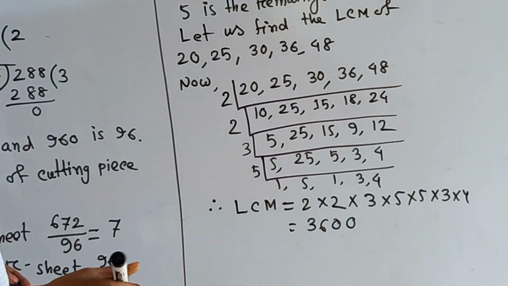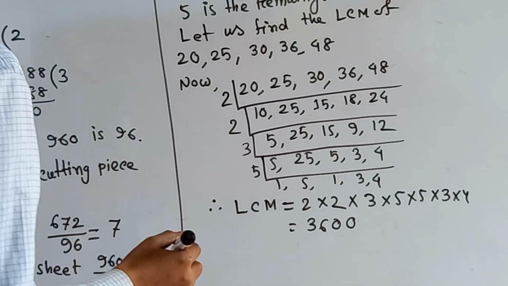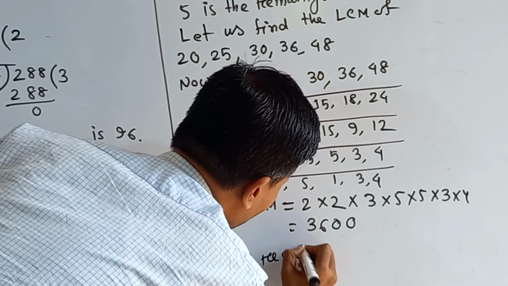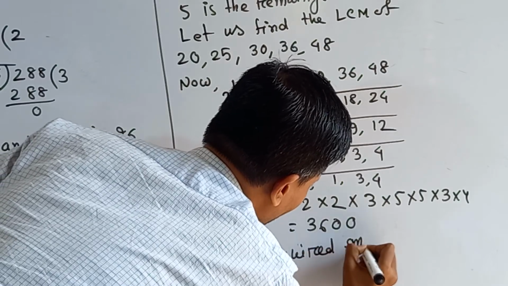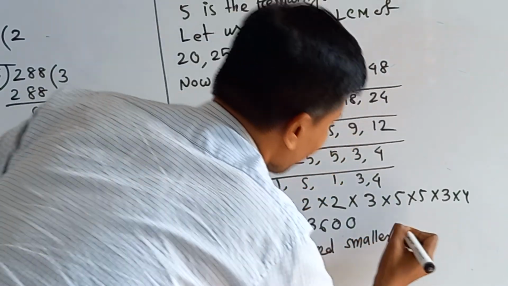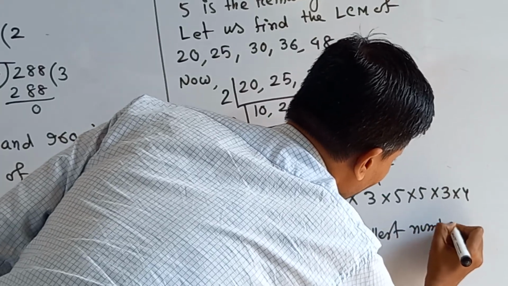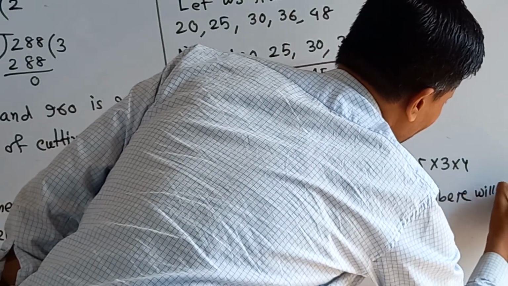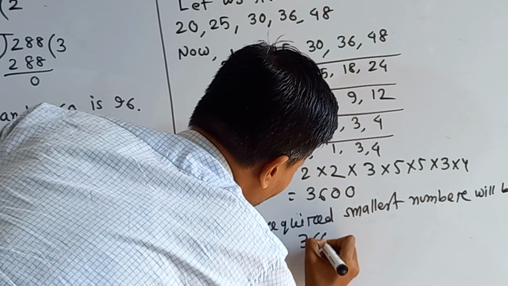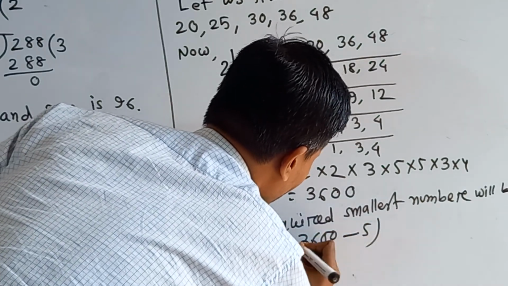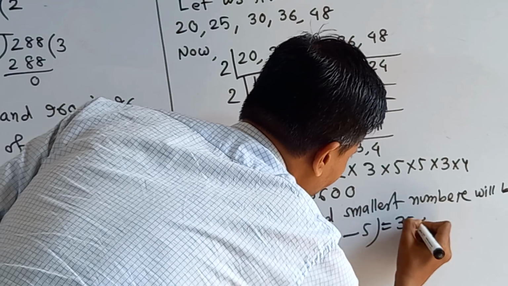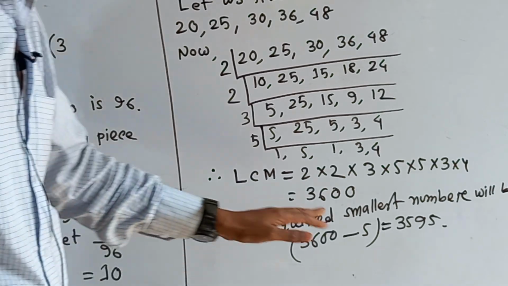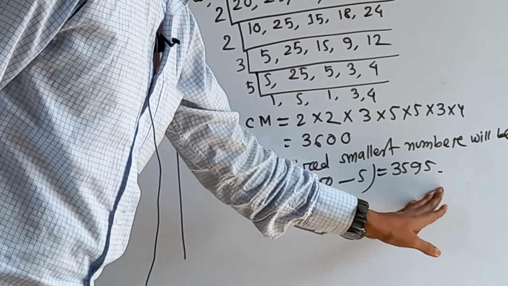Okay, but our question is which is the smallest number? So write the required smallest number will be 3600 minus 5. Then you get 3595. Student, therefore you have got the required smallest number is 3595. Okay.